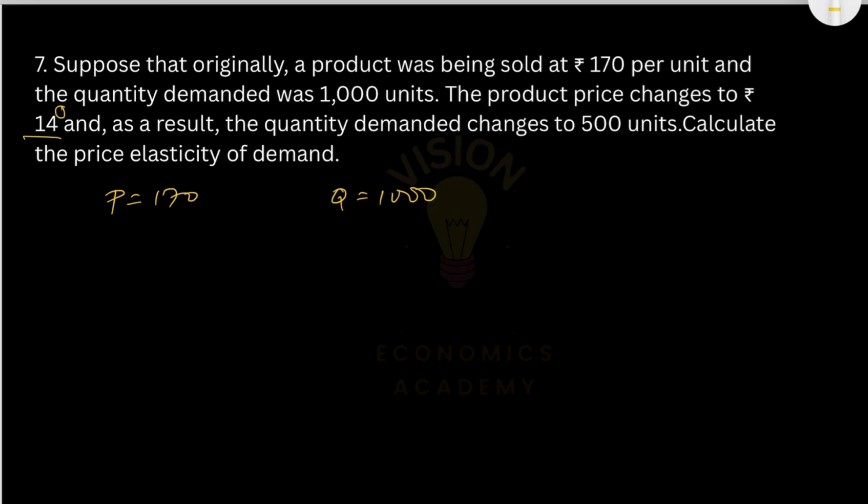It's given in the question, but I think it's a typing error, so I'll write P1 as 140 because there can't be such dramatic change. Then the quantity demanded changes to 500 units. So as the price has fallen, the quantity demanded has also fallen, right?